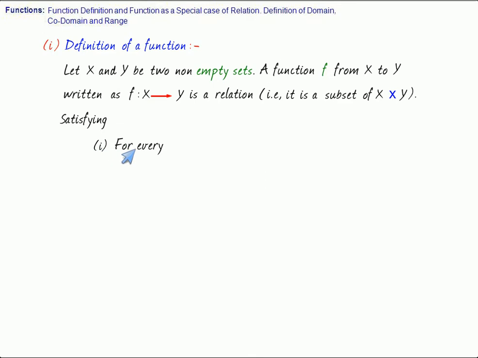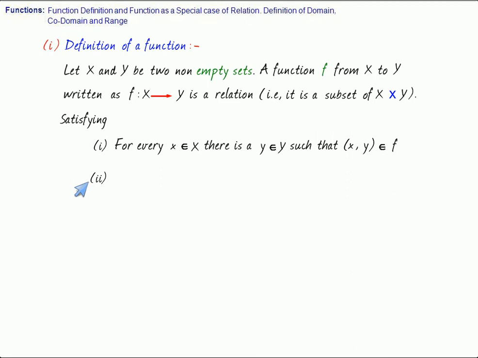for every small x in X, there is a y in capital Y such that (x, y) belongs to F. That means we have to choose a subset of X cross Y, for that subset to be a function, such that there will be an ordered pair beginning with every element of capital X. That means there should be one ordered pair beginning with every element of X.